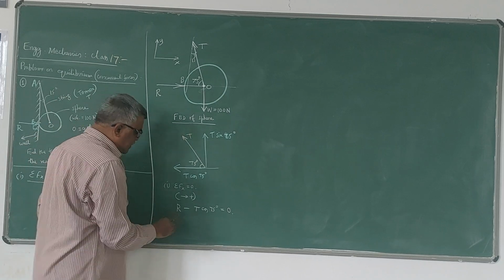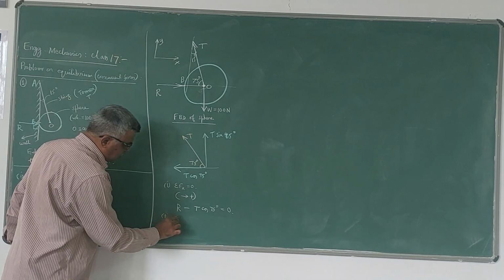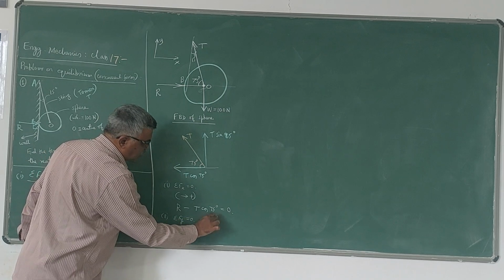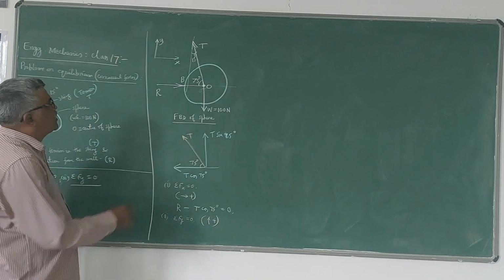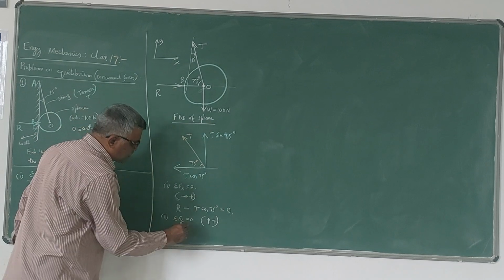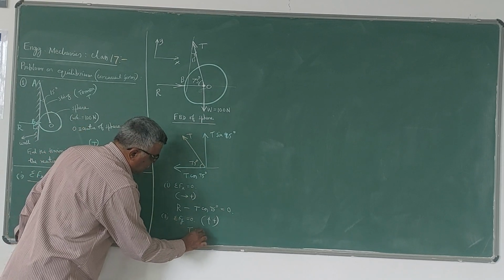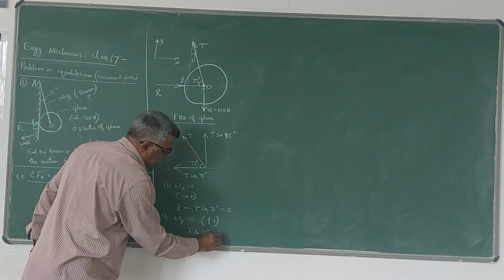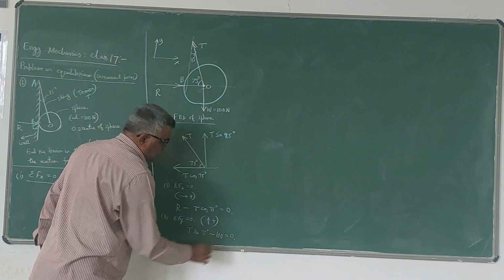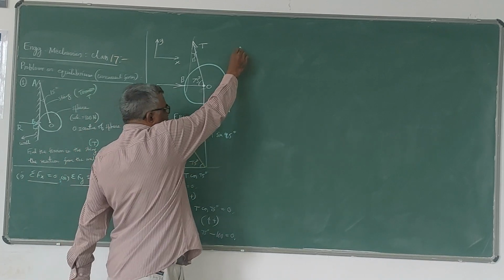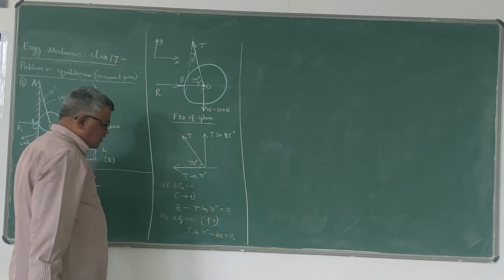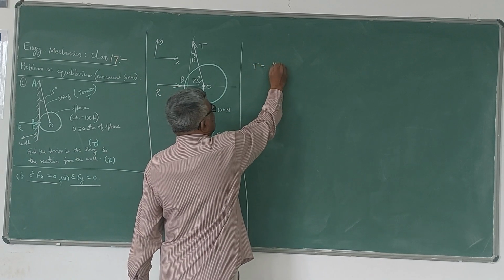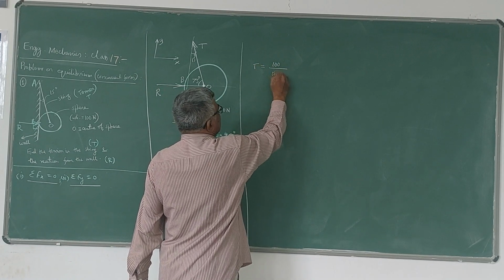Next, taking the second condition, sigma Fy is equal to 0. In this case, I will take upward force as positive, downward force as negative. So this force is upwards, T sin 75 is positive, whereas this 100 Newton is acting downwards, so minus 100 is equal to 0. Now we have to solve these two equations to get the values of R and T. So from the second equation, we can take T as 100 divided by sin 75 degree.